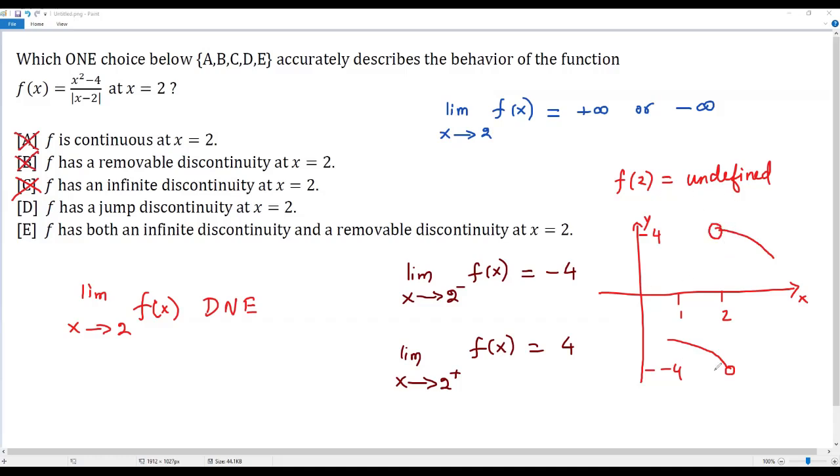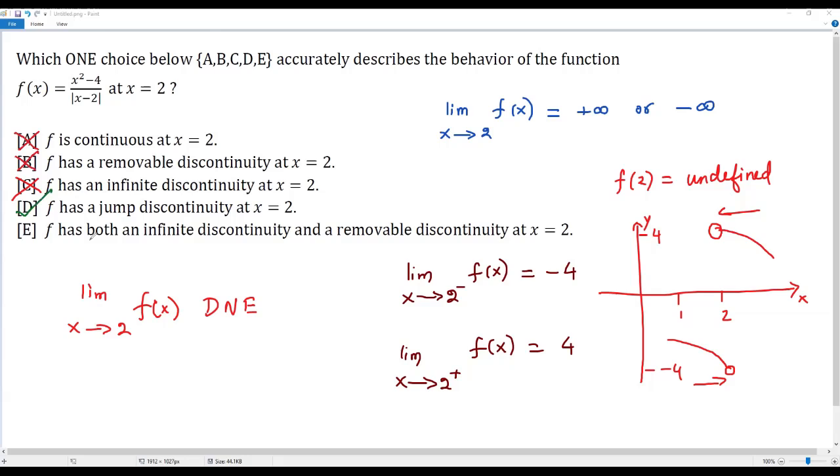So when x approaches 2 from its left side, y, that is f of x, approaches -4. When x approaches 2 from its right side, y approaches +4. So the y value jumps from -4 to +4. That's why I'm saying that f has a jump discontinuity at x equals 2. So option D is correct.